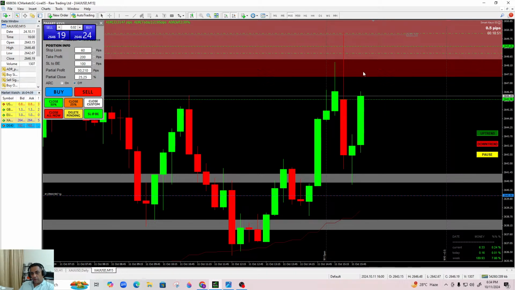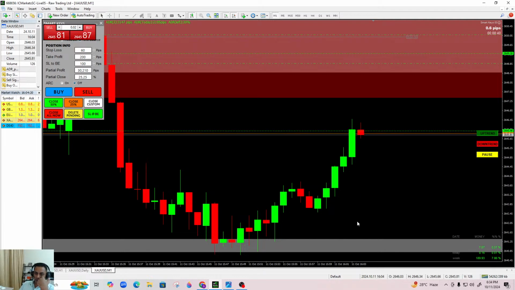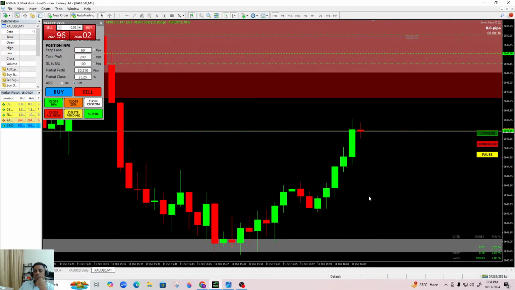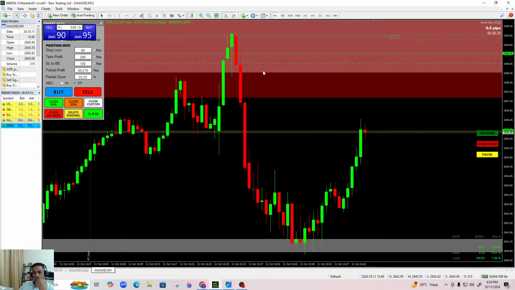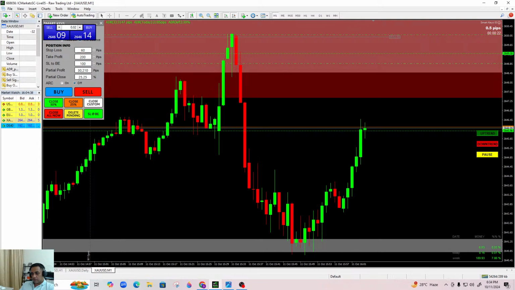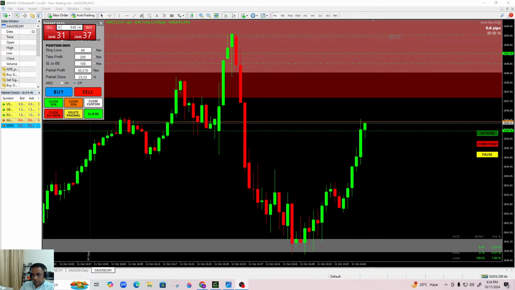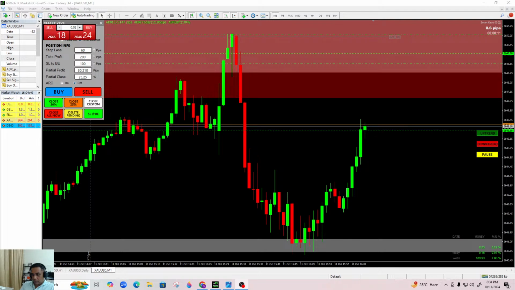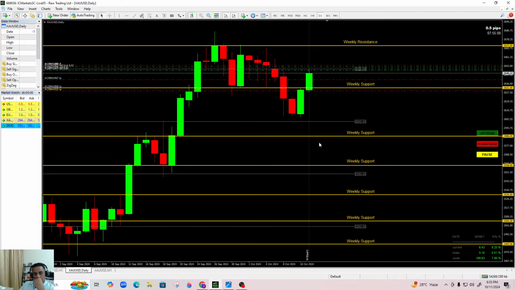Now, if we close back above here, then we're continuing higher. We have to push down to come down. So daily is still pushing up.